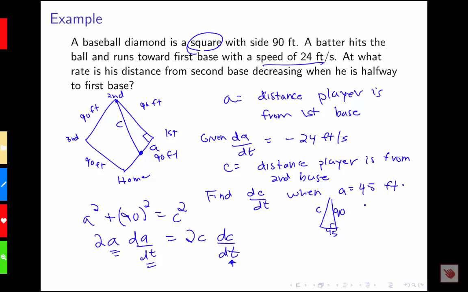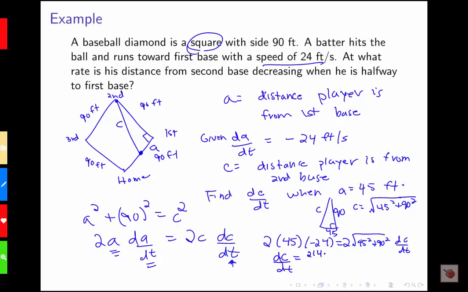In that case, C would be the square root of 45 squared plus 90 squared, using our Pythagorean theorem. So plugging these things in, we now get 2 times 45 times dA/dt of negative 24 equals 2 times the square root of 45 squared plus 90 squared times dC/dt. To solve for dC/dt, we just divide both sides by 2 times the square root. So dC/dt ends up being 2 times 45 times negative 24 all over 2 times the square root, which comes out to about negative 10.733 feet per second.